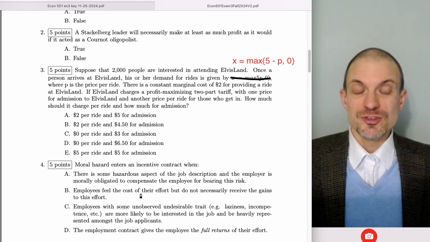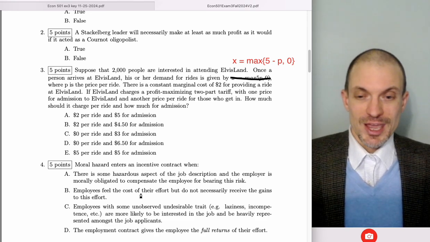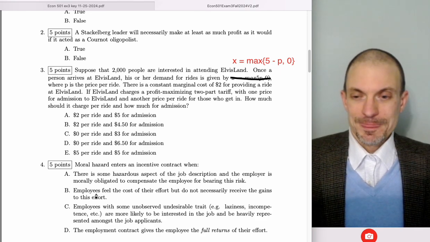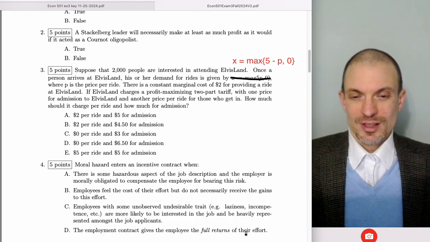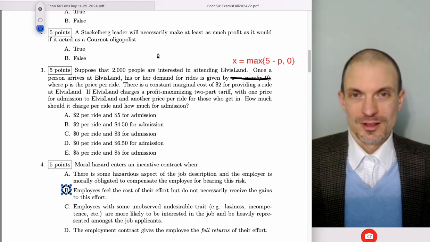It's like the principal-agent problem, where the principal is trying to hire the agent to do something on their behalf, but the agent feels the full cost of their effort, but not the full returns to their effort. And so that's the problem. Then we get shirking. Employees with some unobserved undesirable trait are more likely to be interested in the job? Nope, that would be adverse selection. Employment contract gives the employee the full returns of their effort? Nope, the full returns of their effort would actually solve the moral hazard problem. So the correct answer here is B.